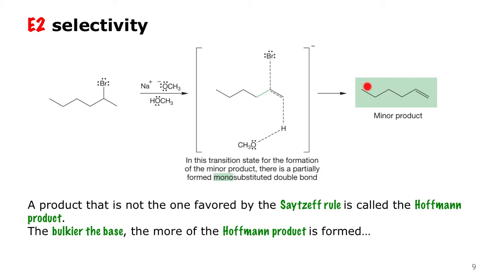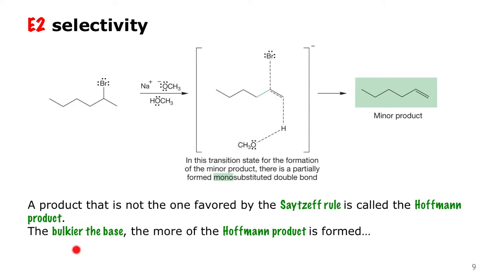There's actually a name for this minor product. It's sometimes called a Hofmann product. And we're going to look at a couple examples where the Hofmann product can actually be favored. And one of those is if the base is sterically bulky. Now, methoxide is quite small. We think of it as sterically small.